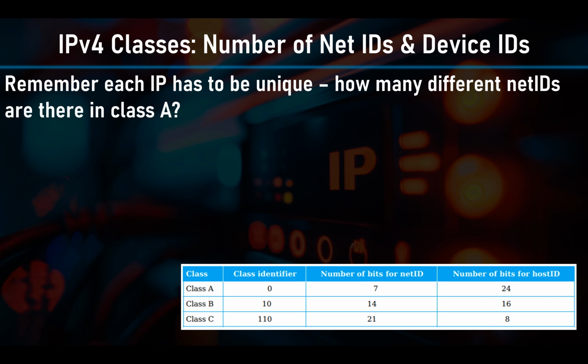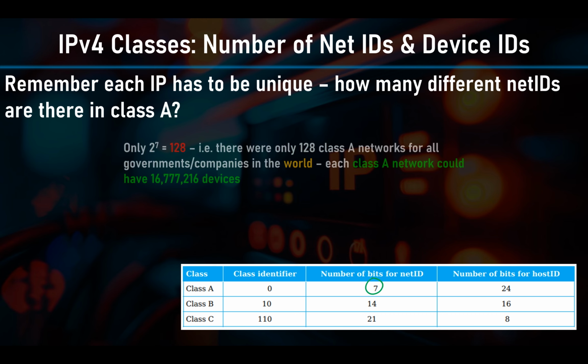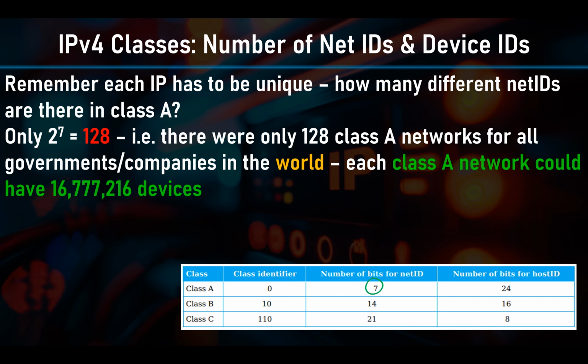Right, okay, so let's think then, since each IP address has to be unique, how many different network IDs are there in Class A? Hopefully people realise the way we can do that. If we look here at the table, Class A is using 7 bits, therefore we just go 2 to the power of 7. So that means there's only 128 different Class A networks, and that's in the entire world.